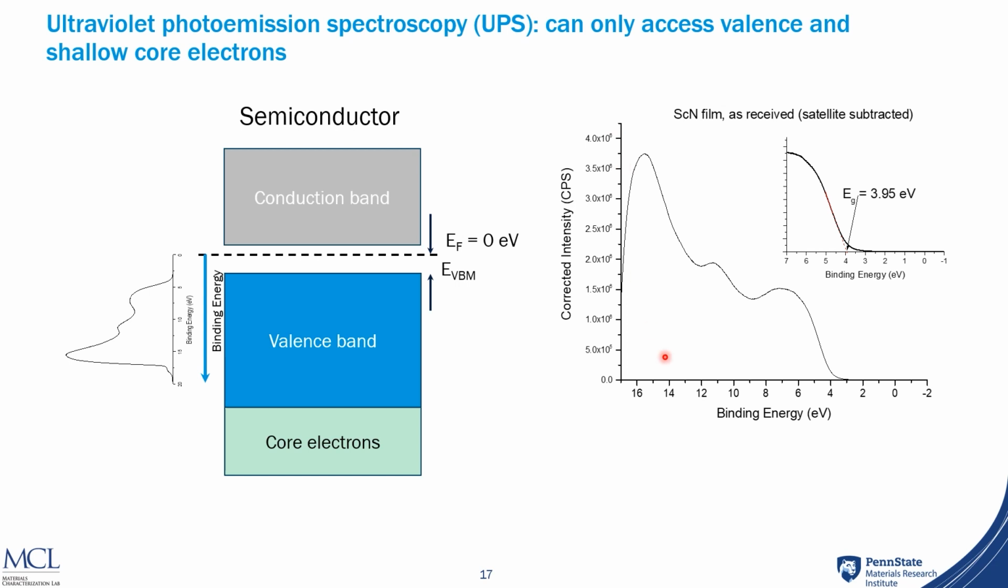So here's a spectrum for a scandium nitride film, where we're looking at the valence band maximum. It's about 4 electron volts in this case that we're showing on this inset, where we're looking at the linear intercept between the background and the onset of signal strength on this material. And that's how we're typically making these measurements.